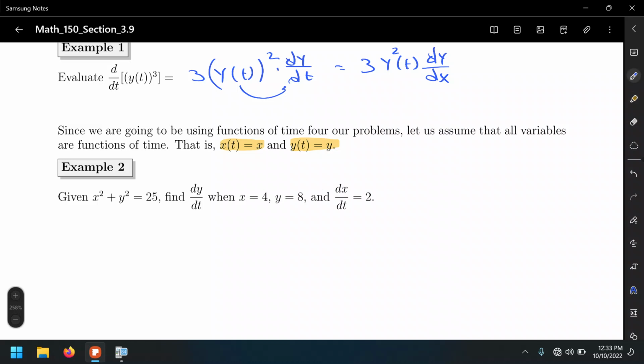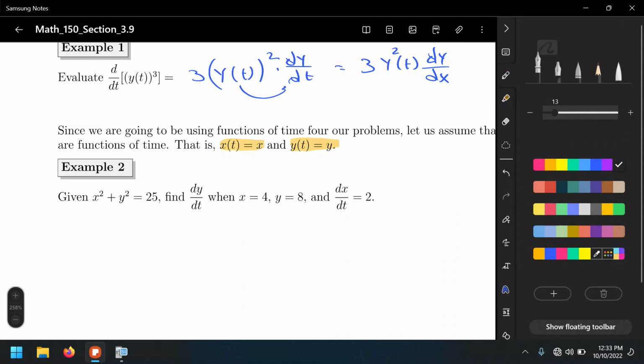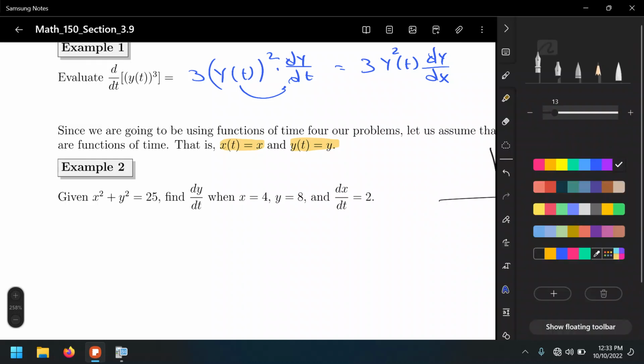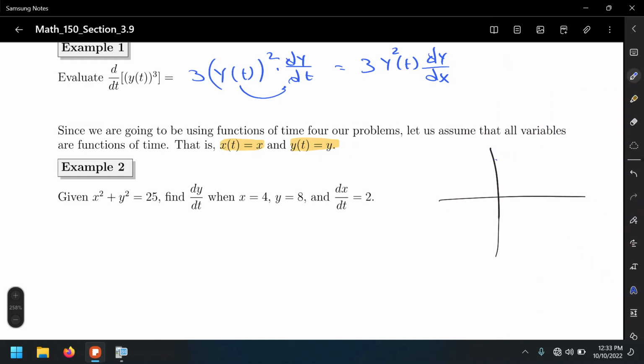So let's draw the picture. I think the picture for sure is going to help us a lot. Okay, so we're going to have this circle, and we're going to have all these points, x and y, but these points are now going to depend on time. x of t, y of t.